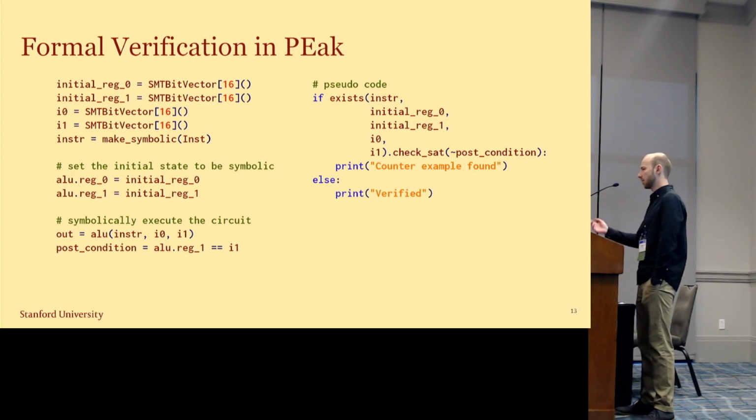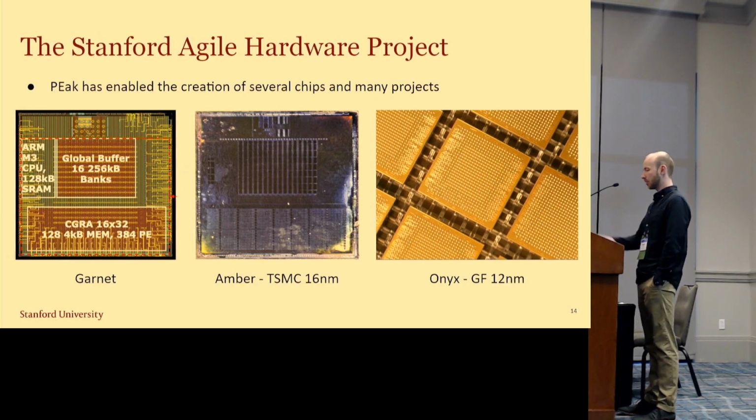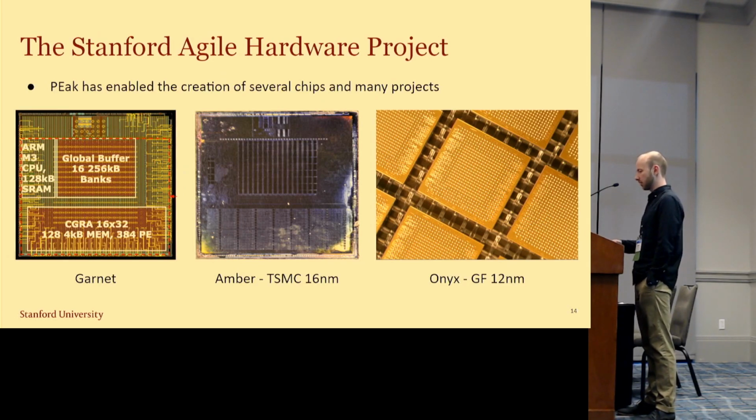So we've been developing PEak over the past couple of years, and within the Agile Hardware Center at Stanford, we have used it to generate a couple of different chips. Here, Amber and Onyx were fabricated, and they worked. So PEak is capable of producing high-performance hardware.